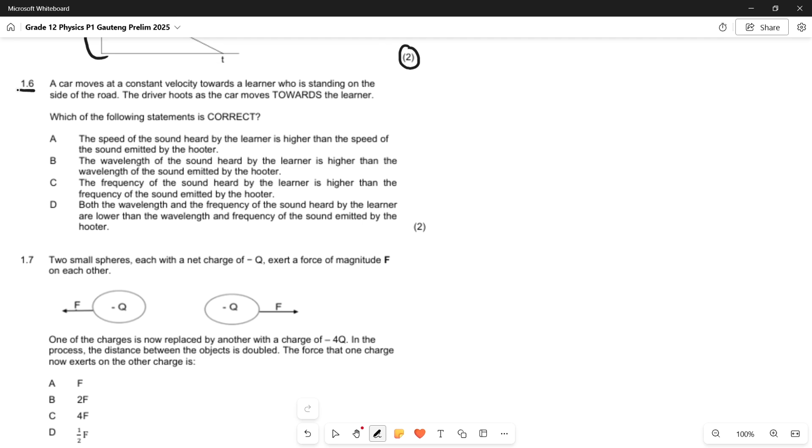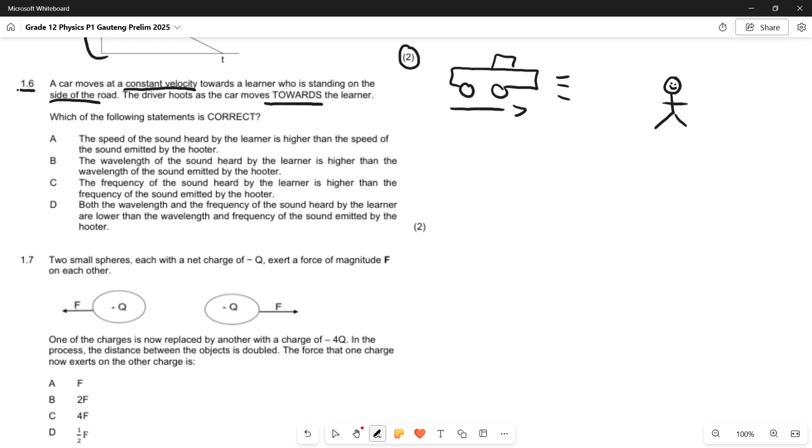Then 1.6 over here, a theory question, says a car moves at a constant velocity, so there's no acceleration, towards a learner who is standing on the side of the road. The driver hoots as the car moves towards the learner. Once again, they're using capital letters to tell us the direction.